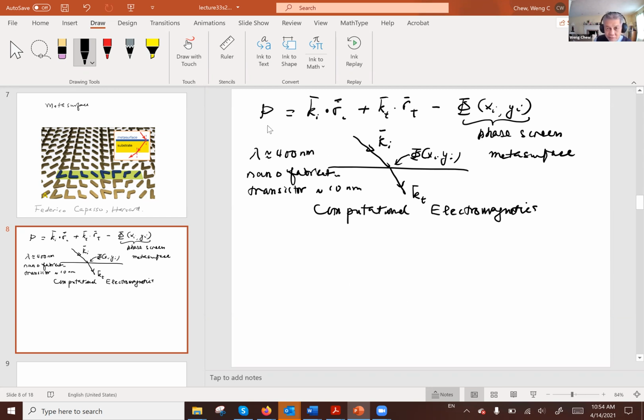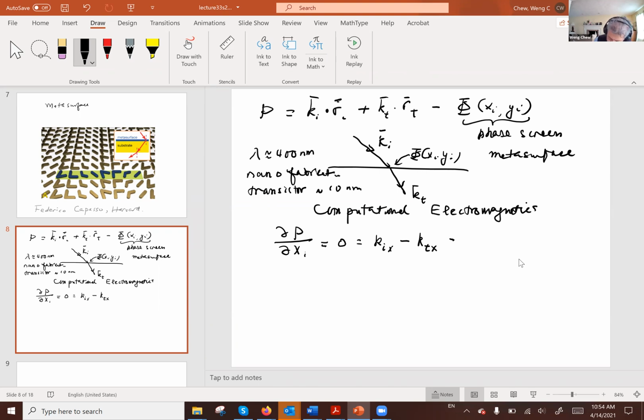So if this is your new equation for phase, then what you have is that according to Fermat's principle, if the light ray is hitting the surface correctly, then you will get Kix minus Ktx.